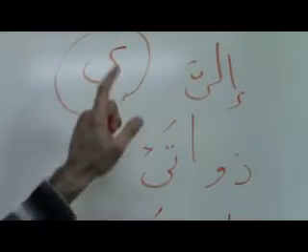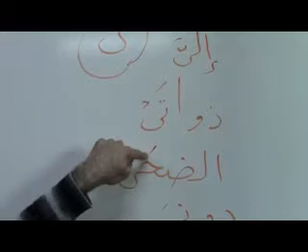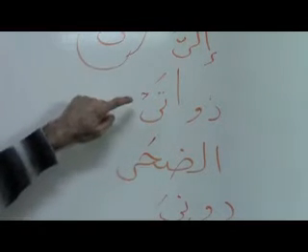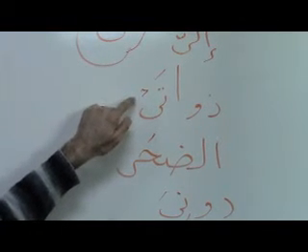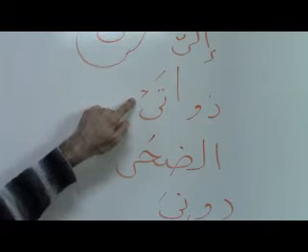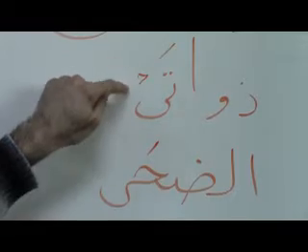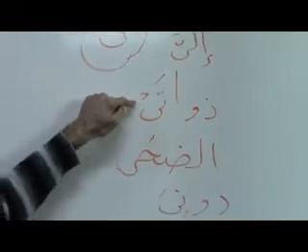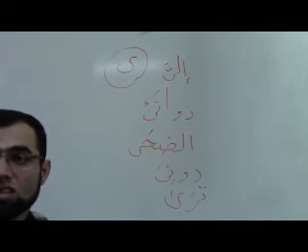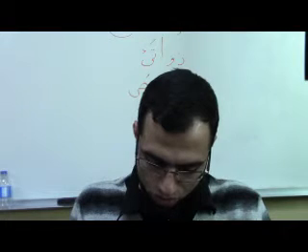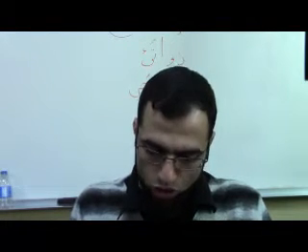This shape will be alif if it's preceded by fatha, and it does not have sukoon on it, nor shadda on it. If it's preceded by fatha and it has sukoon or shadda, then that is ya. If it's preceded by fatha and there is no sukoon nor shadda, then it is alif.